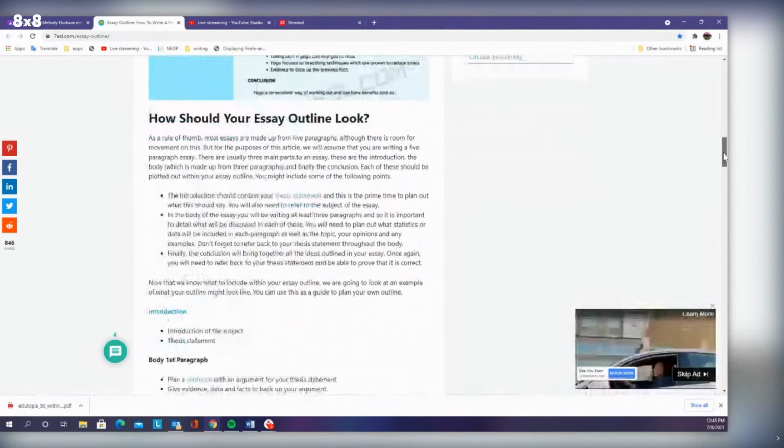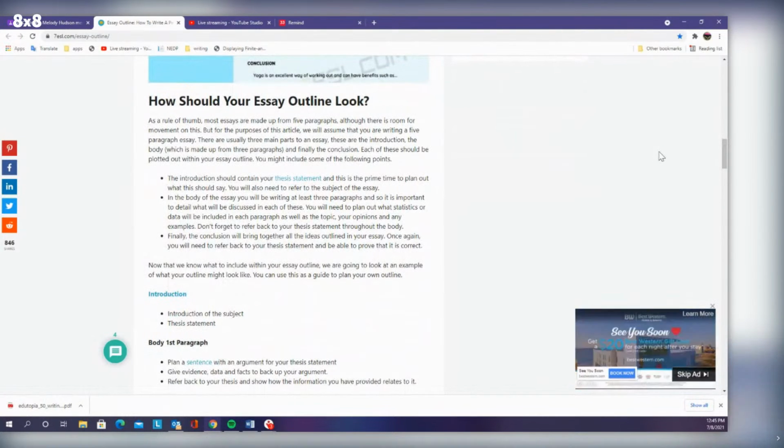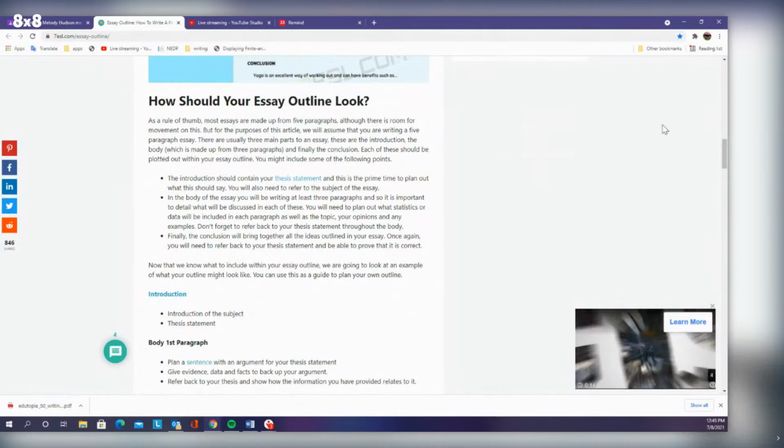So, again, we talked about the 5 paragraphs, and we are going to work with the assumption that yes, your essay should always have 5 paragraphs, and that your introduction is going to contain your thesis statement, and that is the prime time to plan out what it should say. And you'll also need to refer to the subject. What are you talking about? And then what is your main idea?